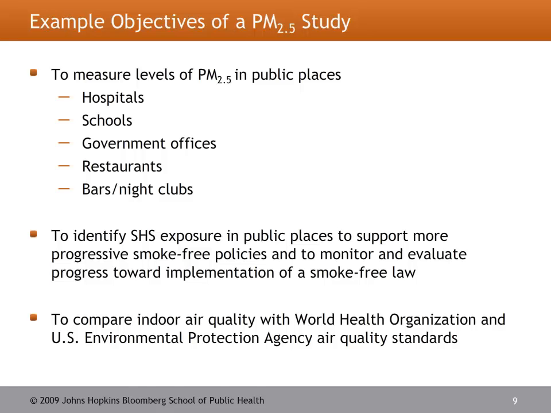One of the objectives we've decided to use for an example study would be to measure the levels of particulate matter 2.5 in various public places to give an idea of what the different exposure levels to secondhand smoke are. We would go to hospitals, schools, government offices, restaurants, and bars and nightclubs to give a quick snapshot of a particular city or several cities within a region. You can also use PM2.5 to identify secondhand smoke exposure in different places to support progressive policy changes or to support reasons why you want to enforce some of the regulations in a better way.